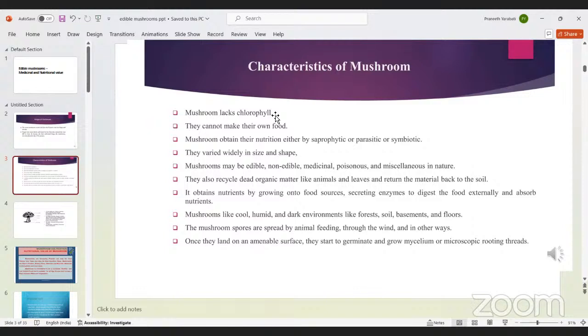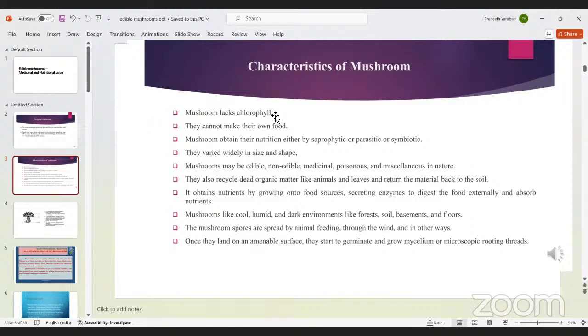They recycle dead organic matter like animals and leaves and return the material back to the soil, because we already discussed that. Generally they obtain nutrients as saprophytes. Here they recycle the dead organic matter. It obtains nutrients by growing onto the food sources or secreting enzymes to digest the food externally and absorb the nutrients. Okay, mushrooms generally grow anywhere, like in cool conditions, humid places or dark environments like forests, soils, basements, and floors. They can grow anywhere, but they prefer mainly cool and dark places.